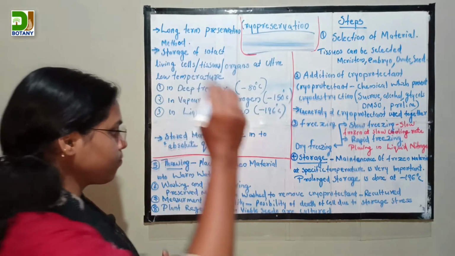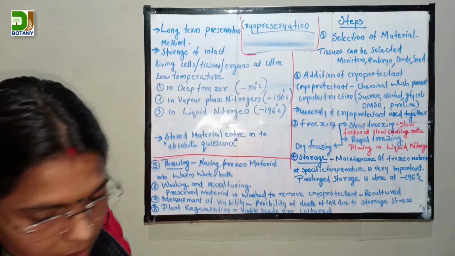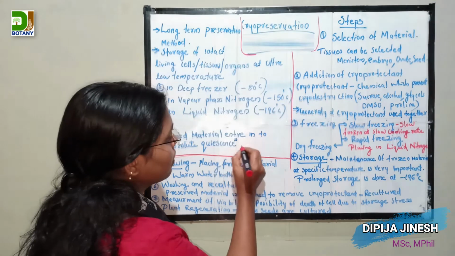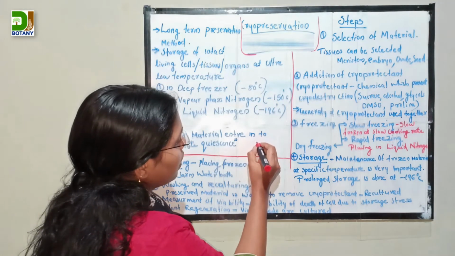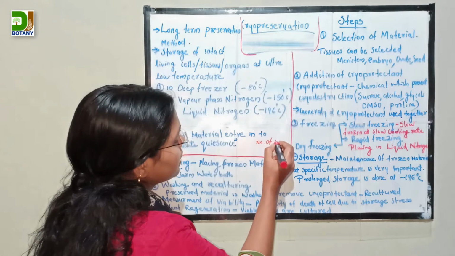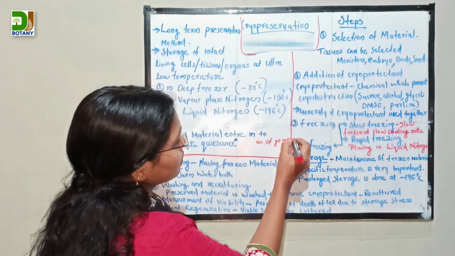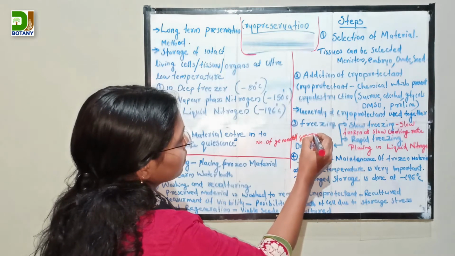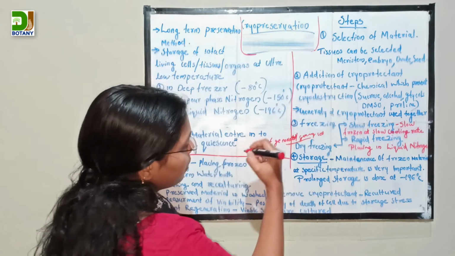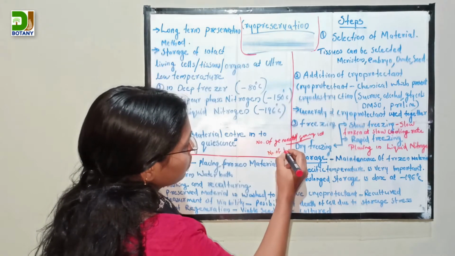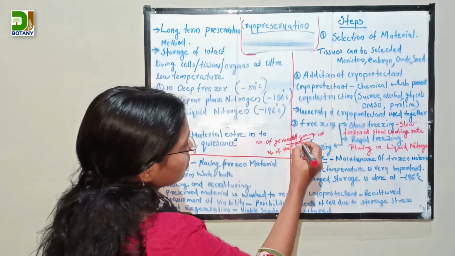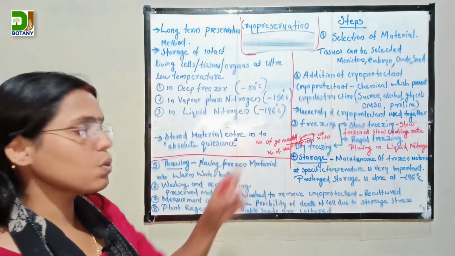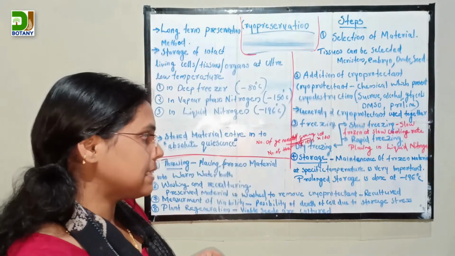So for that, we calculate the viability of cells by this method. The viability of cells is calculated as the number of generated or growing cells divided by the number of thawed cells, multiplied by 100. This is used to calculate the viability of cells.